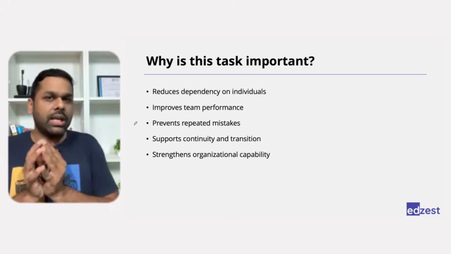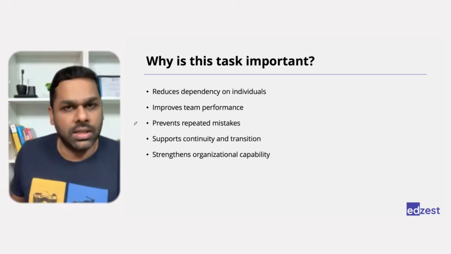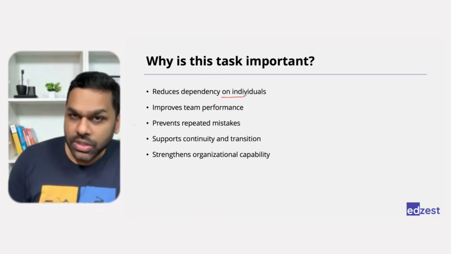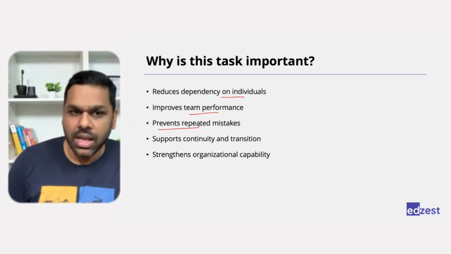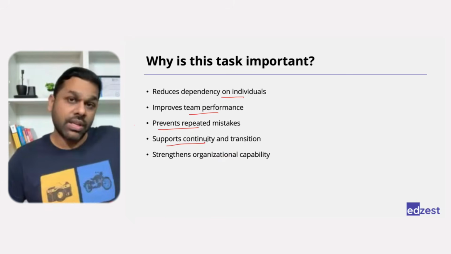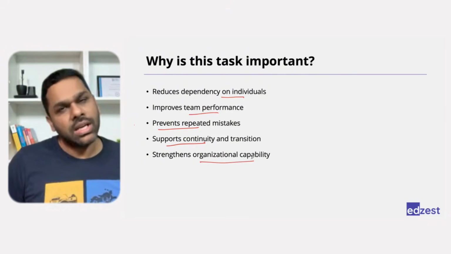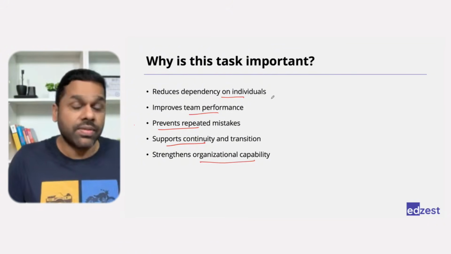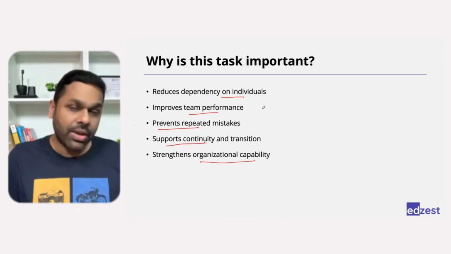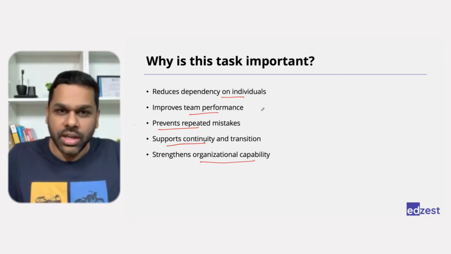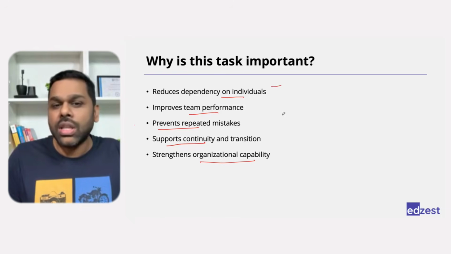So that's how knowledge transfer, establishing knowledge for continuity, helps in the project. What does it do? It reduces dependency on individuals, improves team performance, you make fewer mistakes, you ensure that there's a continuity of information from upstream to downstream, and it also strengthens organizational capability, which means it is very, very important.